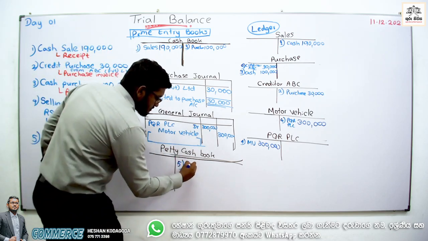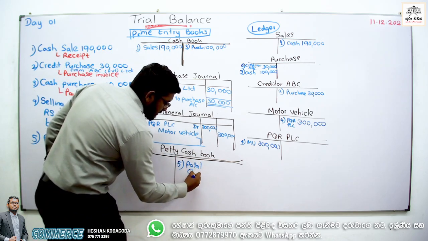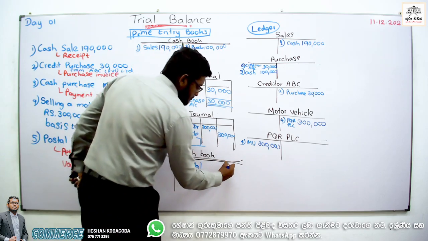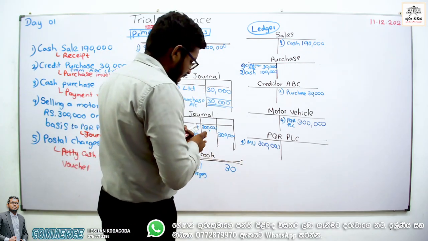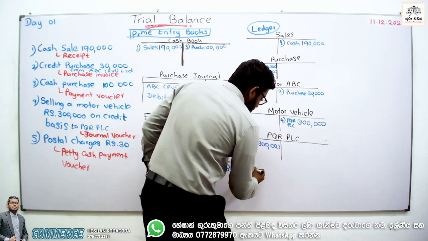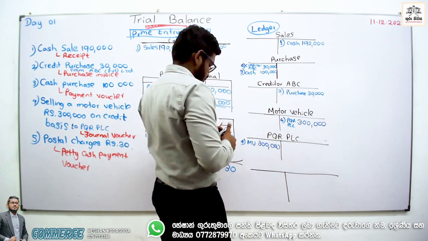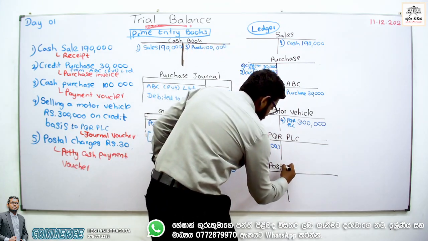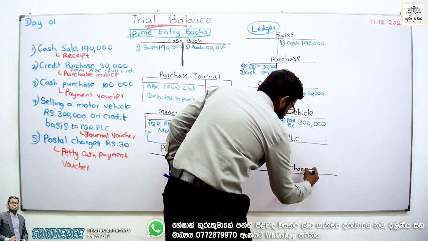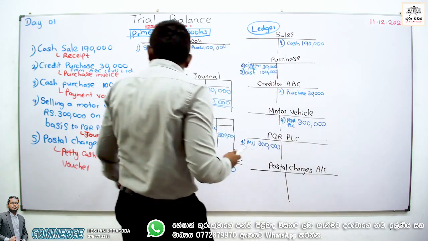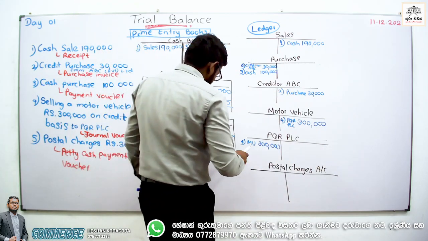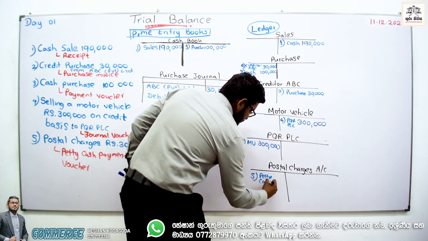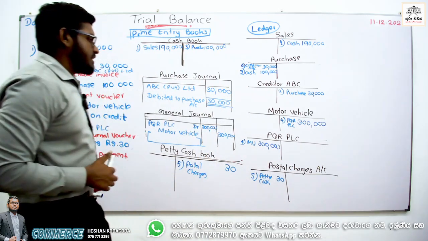Postal charges. We write this in the analysis column, remember? Write it in the analysis column. How much? 30. So you need another account called postal charges. Postal charges. So how much? It's rupees 30 debit. You can write 5 petty cash 30.